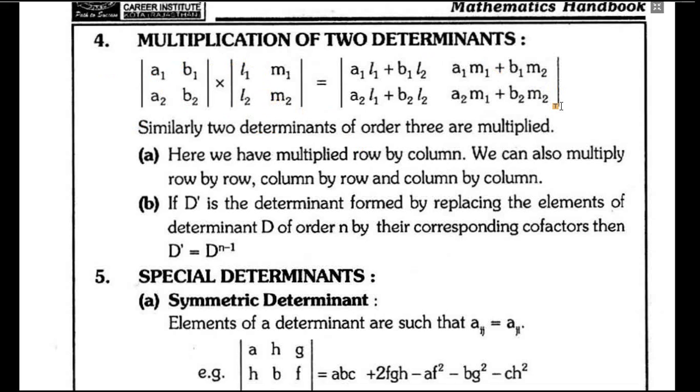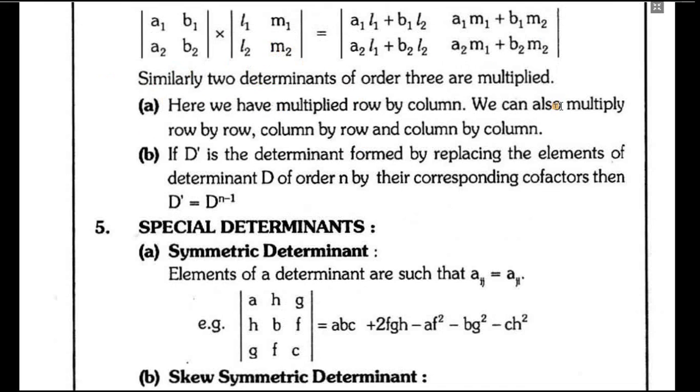Like a1 is multiplied by l1 plus b1 is multiplied by l2. Here row is being multiplied by the column of the other determinant. Similarly, for all the cases you can write a2 l1 plus b2 l2, then a1 m1 plus b1 m2, a2 m1 plus b2 m2. Here you can see this is the final answer.